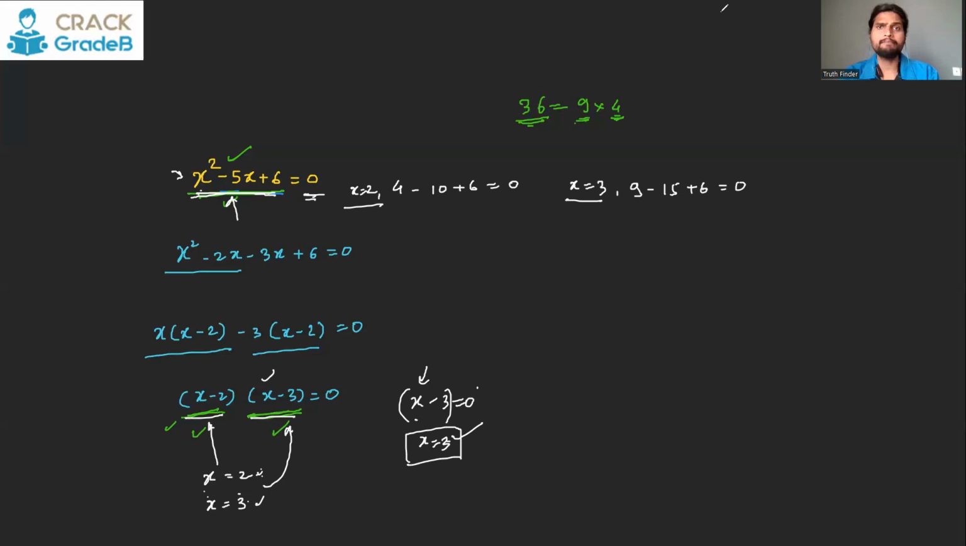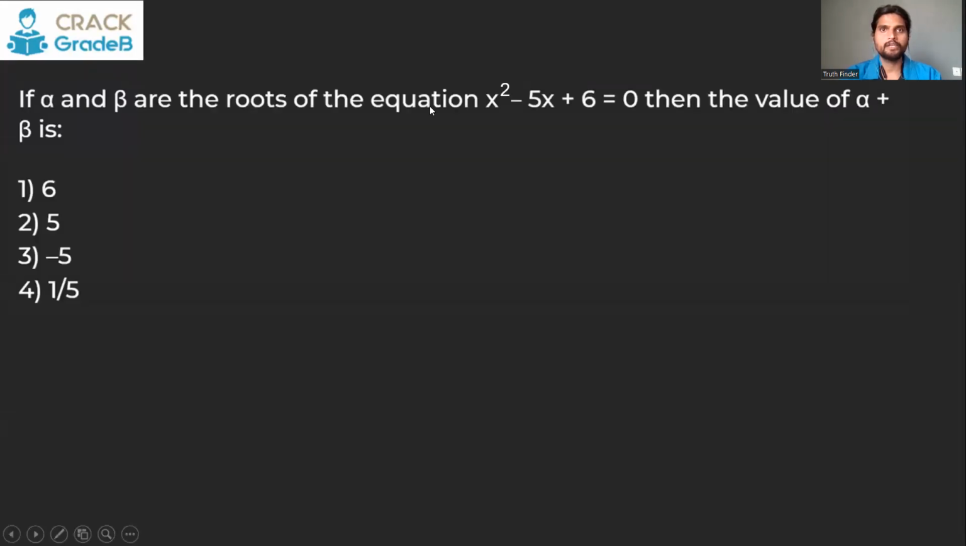Let us see now different types of questions. Every question will have its own type. So we can only learn better with questions of different types now. So let's start with question number 1. Now this is the question which says alpha and beta are the roots of the equation x square minus 5x plus 6. Then what is the value of alpha plus beta?